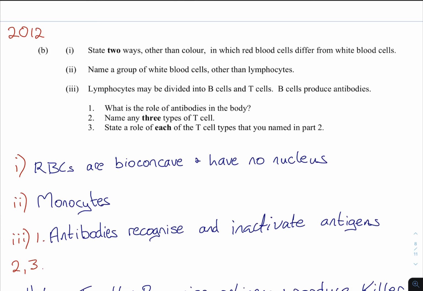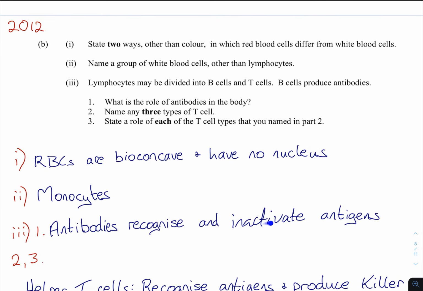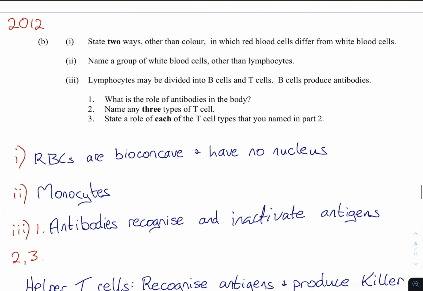B cells produce antibodies. That's correct. What is the role of antibodies? They recognize and inactivate antigens. So antibodies recognize and inactivate antigens. Name 3 types of T cell and state their functions. Well, look, we've done this before, okay?